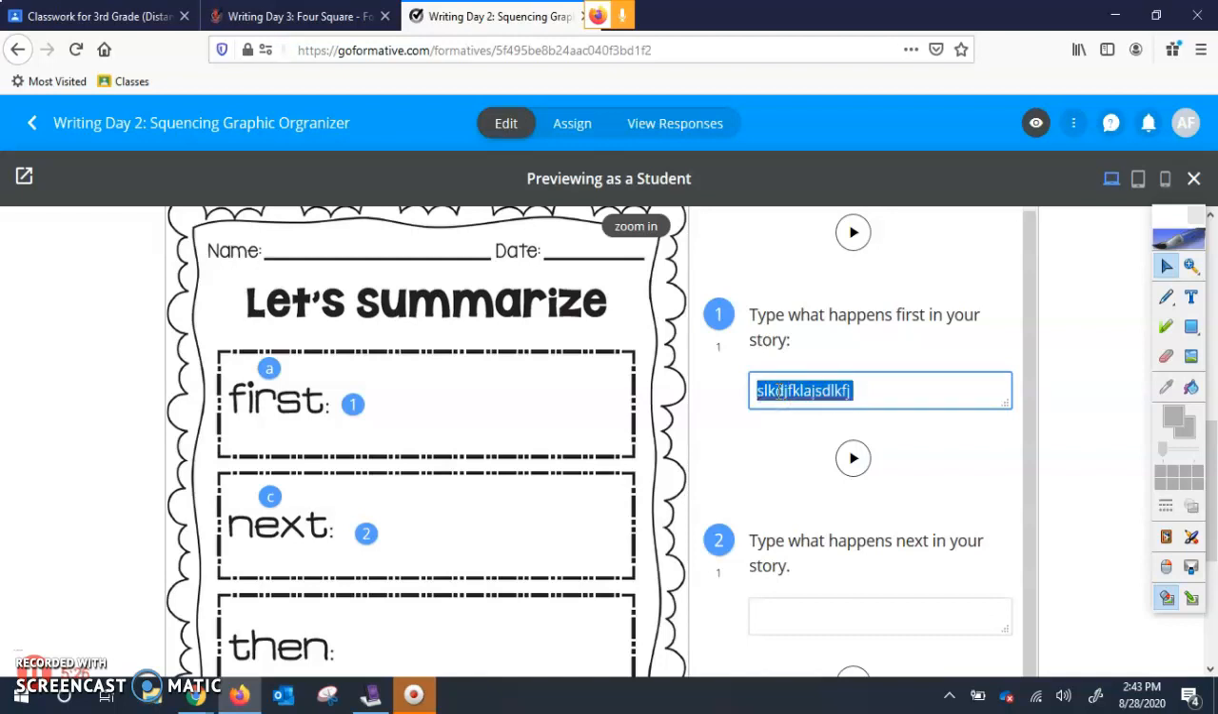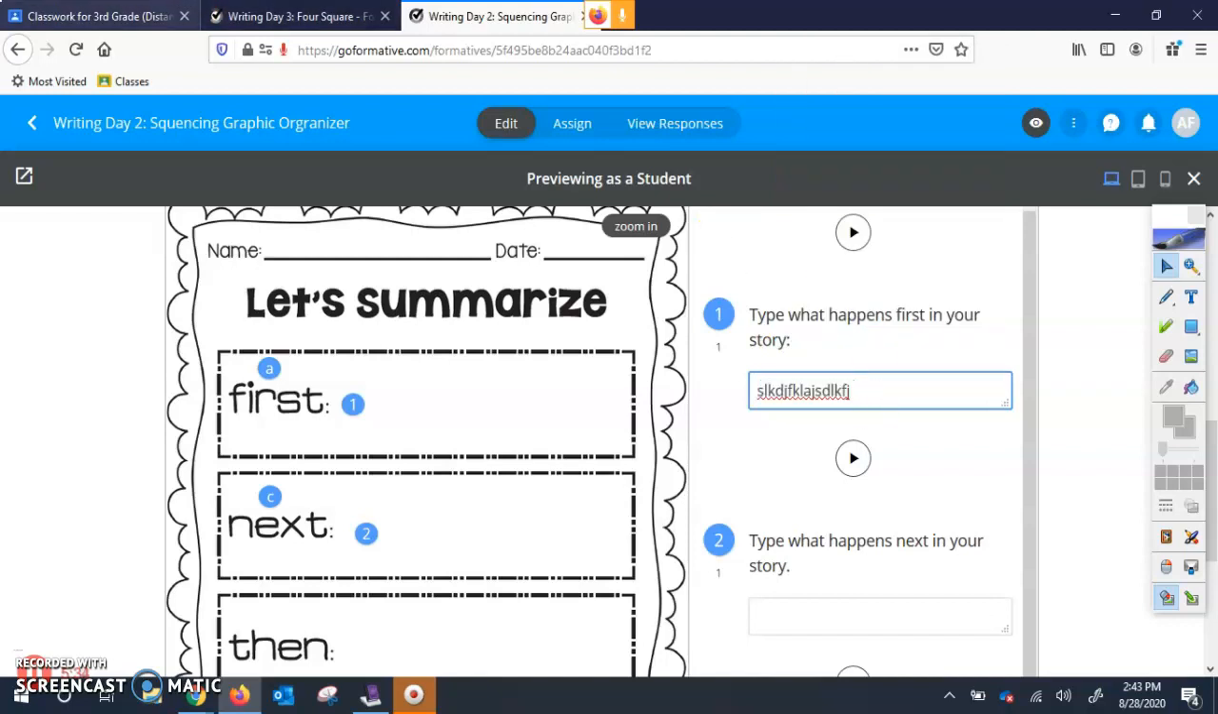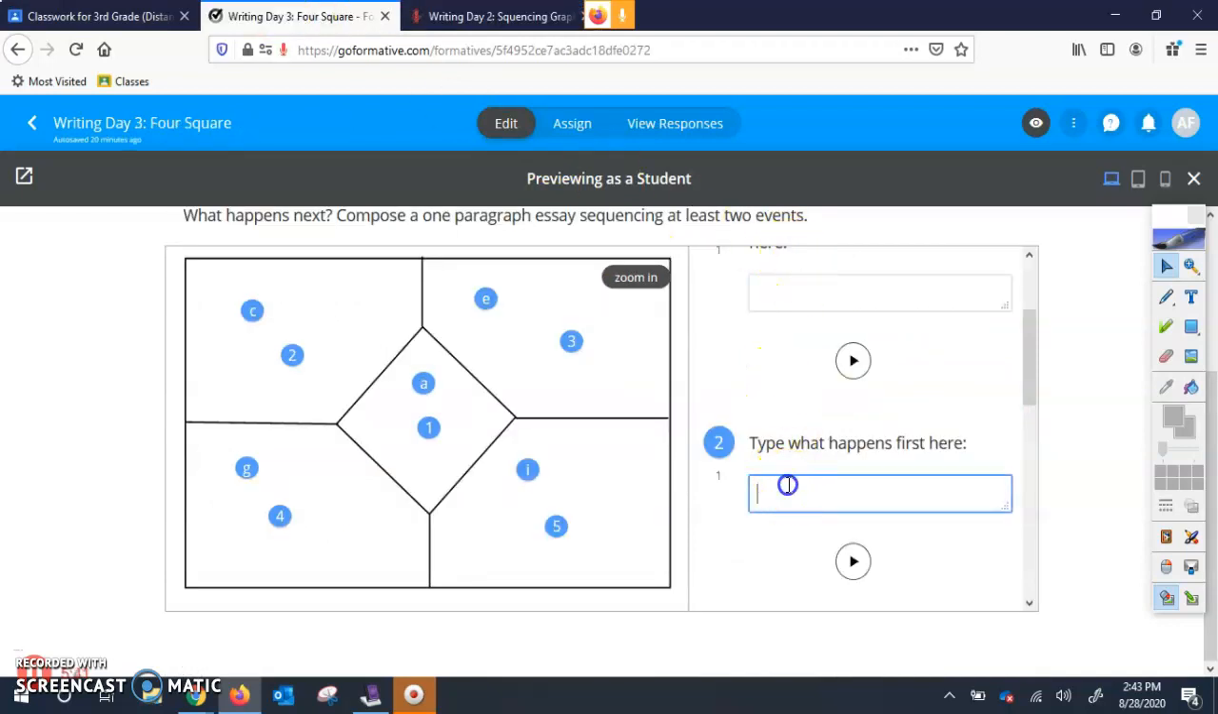Oh, my computer's being slow. Two finger click it and hit copy. And then you can come over to your Foursquare and paste it in here, just like so. If you think you can do that, great. If not, just flip back and forth and type what you wrote.